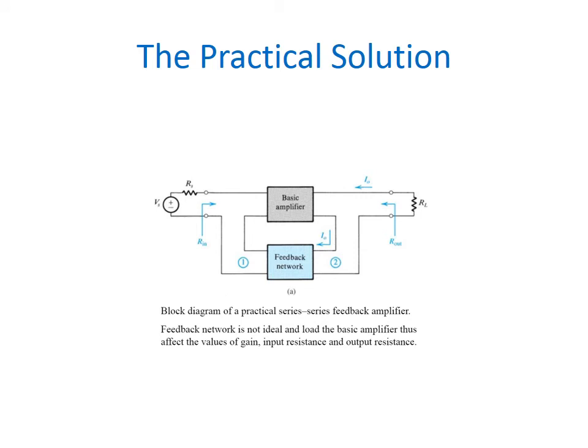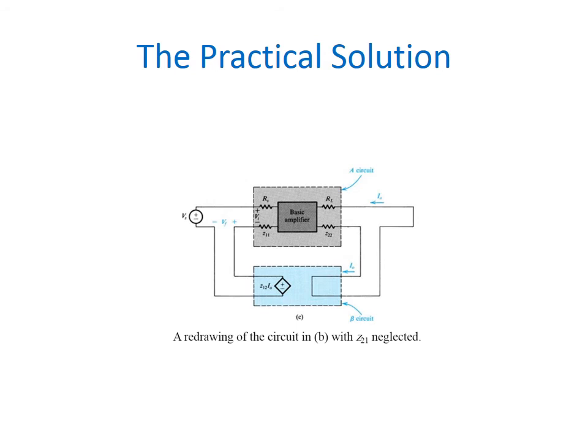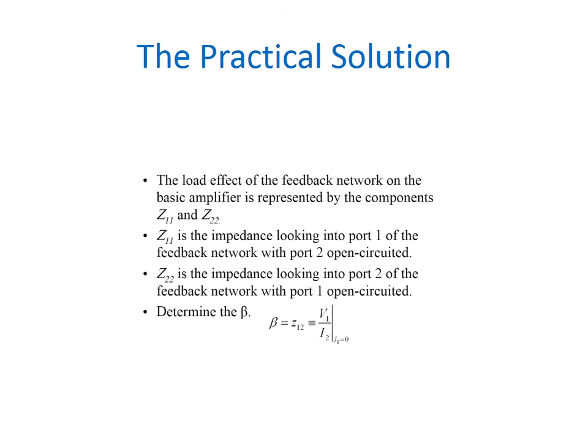Here the feedback network is not ideal, and the load is included in the basic amplifier, which will affect the gain value, input resistance and output resistance. So here the feedback network is represented by its Z parameters. In this circuit we are going to neglect the parameter Z21 alone from the feedback network, so that the load effect of the feedback network on the basic amplifier is represented by the Z11 and Z22 parameters.